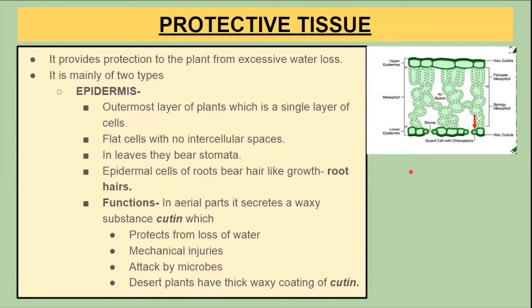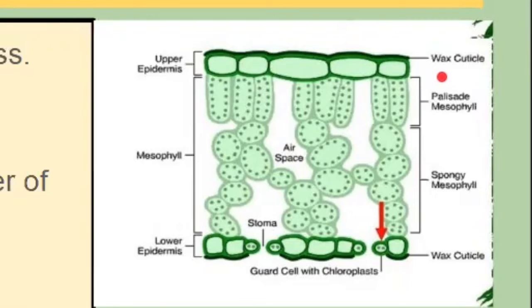In the aerial parts of the epidermis, there is a waxy coating known as cutin. It protects from water loss, mechanical injuries, attack by microbes, and the desert plants have got a thick waxy coating. And due to thick waxy coating of cutin, the excessive water loss is prevented in the desert plants.